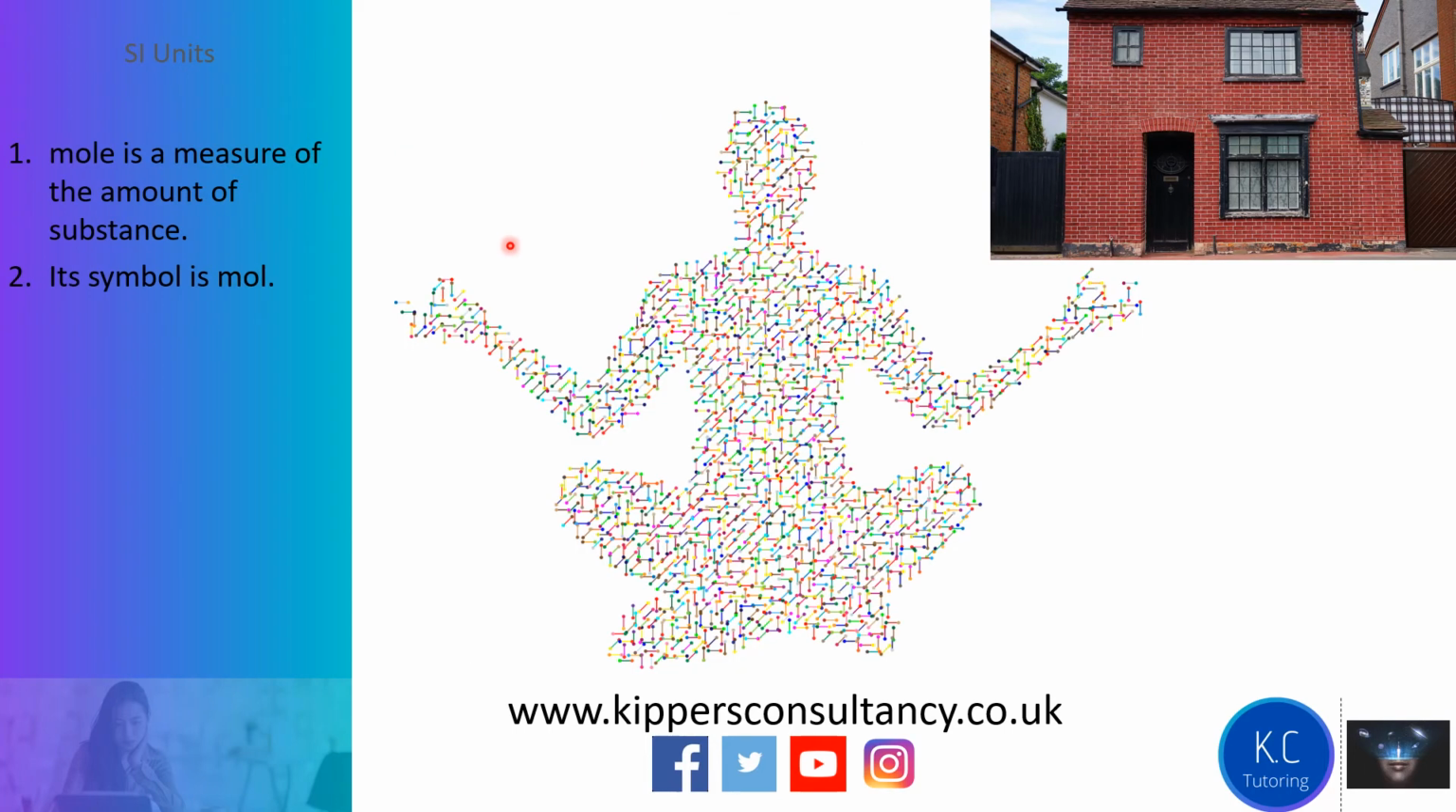Let's now look at the SI unit, the mole. The mole is a measure of the amount of substance and it has the symbol in lowercase letters mol. This quantity seems much like mass, but it is a measurement of the amount of substance in terms of the number of atoms, ions, or molecules. And here we can see a picture of a person drawn in terms of their molecules, ions, and atoms.